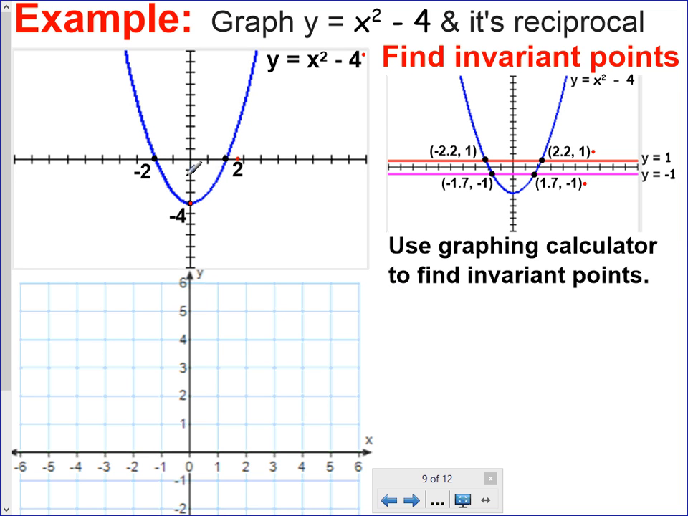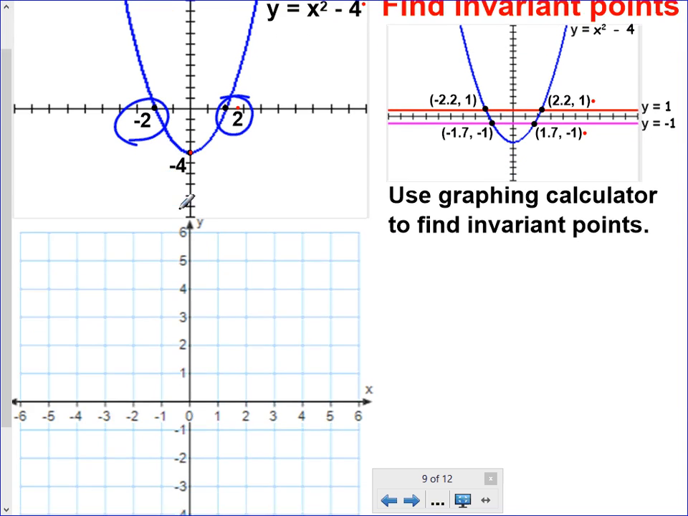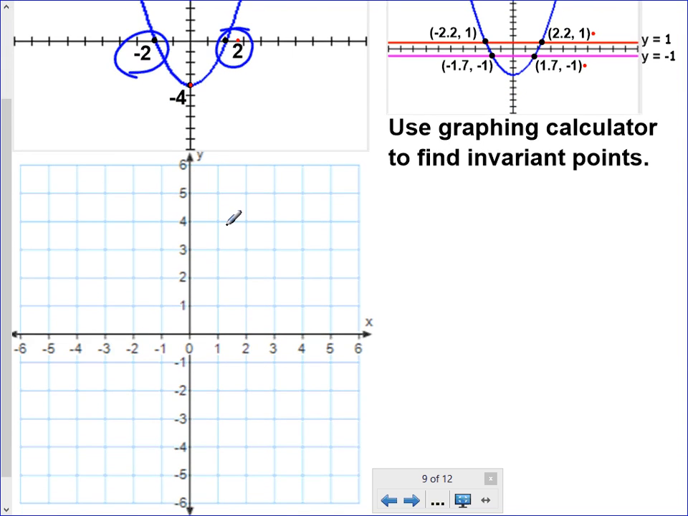So let's put some of this information in on my graph. Again, I'm going to start with my x-intercepts. So I have 2 x-intercepts, which means I have 2 asymptotes. So I'm going to have an asymptote at 2 and another one at negative 2. And then also remember I have negative 2.